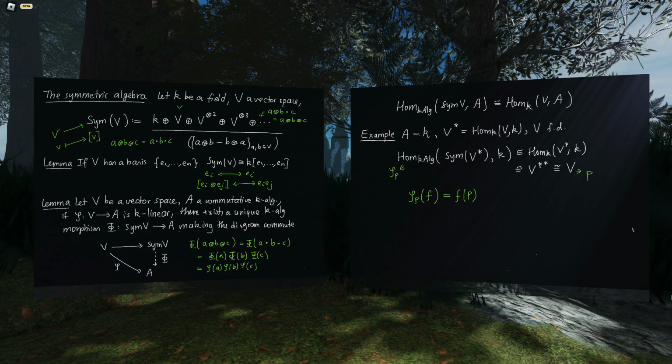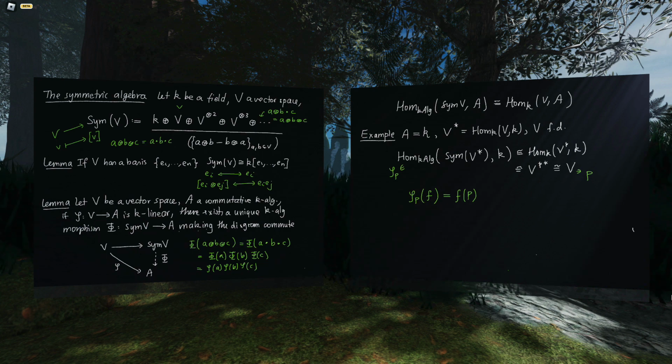Well, I suppose we have to explain what it means to evaluate f in the symmetric algebra on a point. As it stands, the elements of the symmetric algebra are just some equivalence classes of tensors, but we can think about them as functions on V.